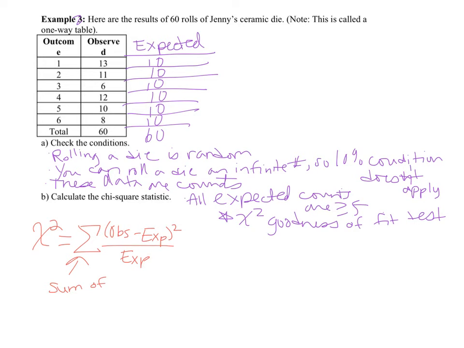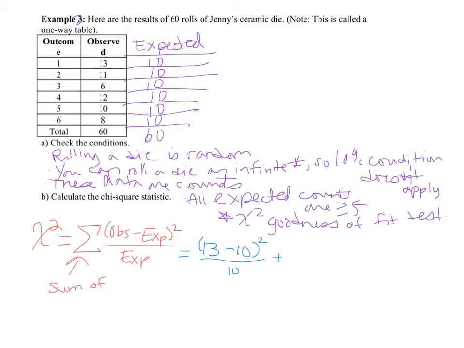So it looks a lot harder than it is. I'll show you the first few, and then you can calculate the rest on your own. Our first one was for outcome 1. We have an observed value of 13. Our expected value was 10. We're going to do 13 minus 10 squared all over our expected, which is 10.